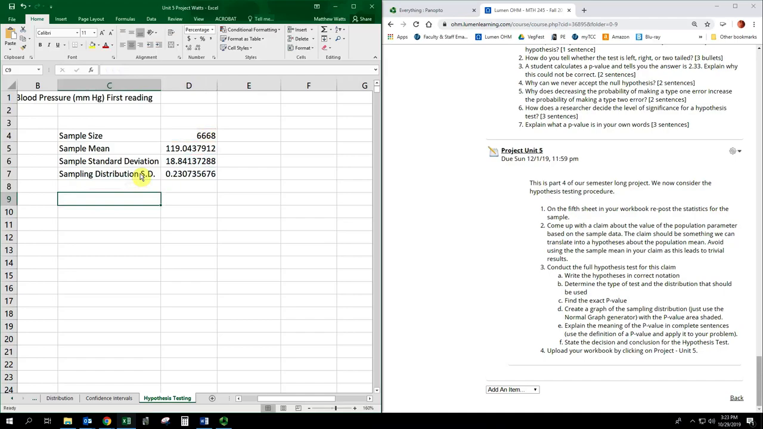All right, one of the tougher parts of this, people have trouble with coming up with this claim. But your claim should really be a complete sentence that talks about the value of the population parameter. Almost everybody is looking at the mean, so you're looking at the population mean. But you don't want to just say population mean, you want to be as specific as you can. And so remember, for my example, I am looking at the mean systolic blood pressure of adult Americans.